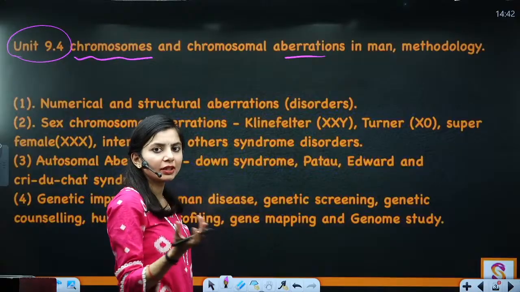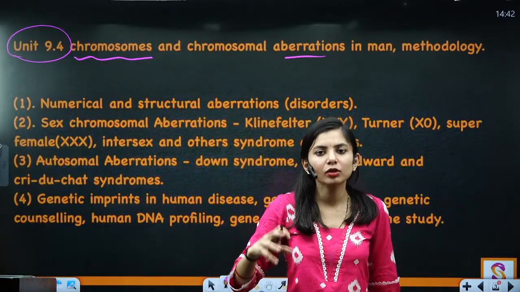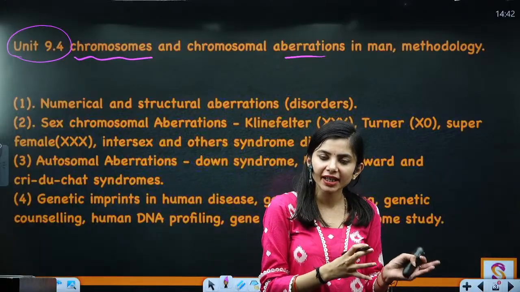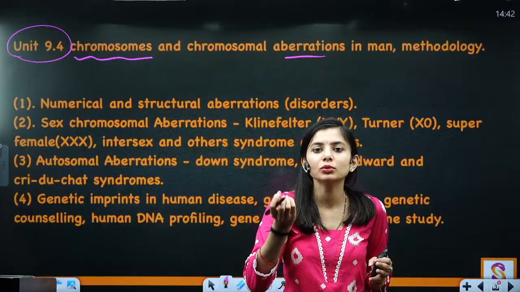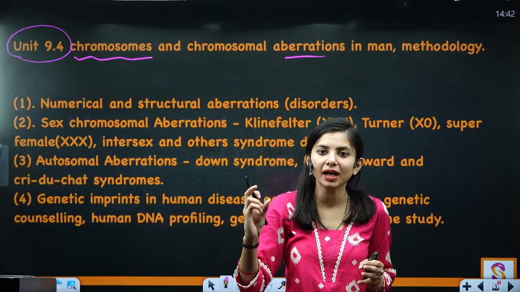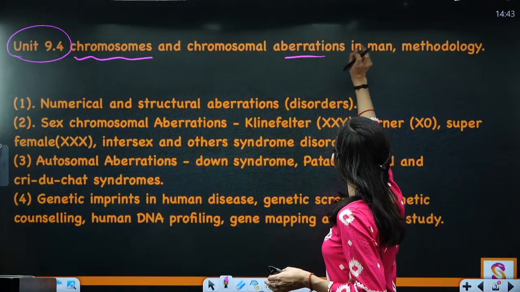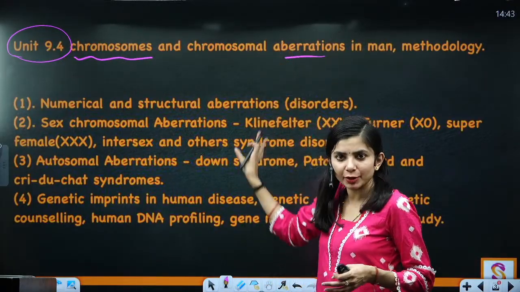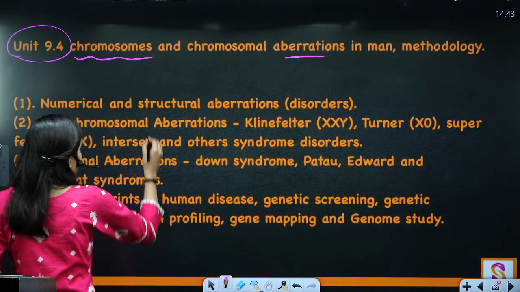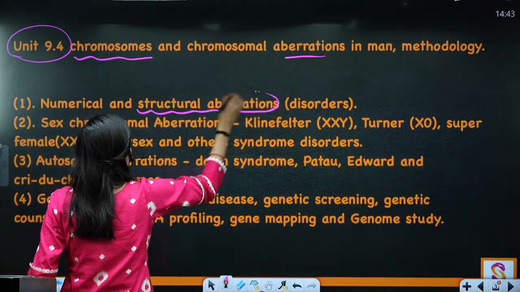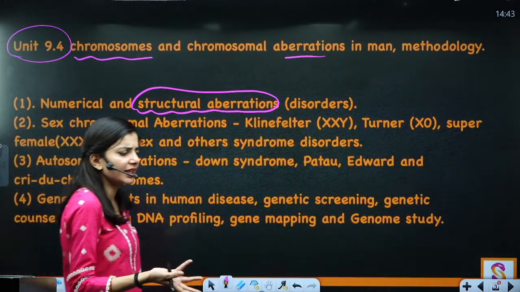You know very well chromosomes are the part of the nucleus, and they include the genetic material in the form of DNA. And whenever we are studying about the genetic material, we are trying to study about one specific part, that is gene. Now, in the chromosomal aberration in men, we have some basic part of methodology. So, we started with the numerical and structural aberration, in which we are done with the structural aberration part. That structural aberration part, for sure, was in terms of a disorder.